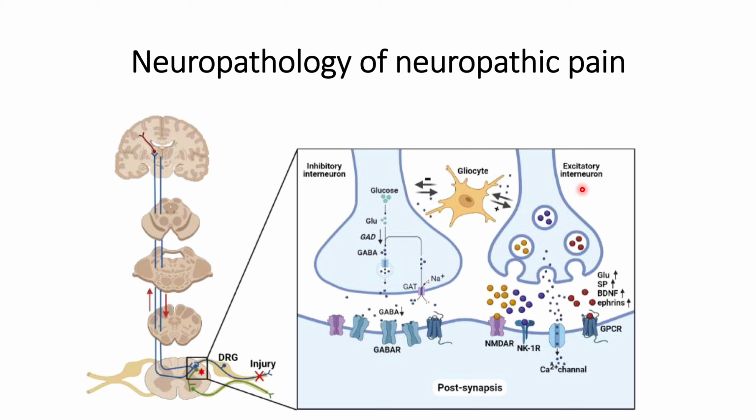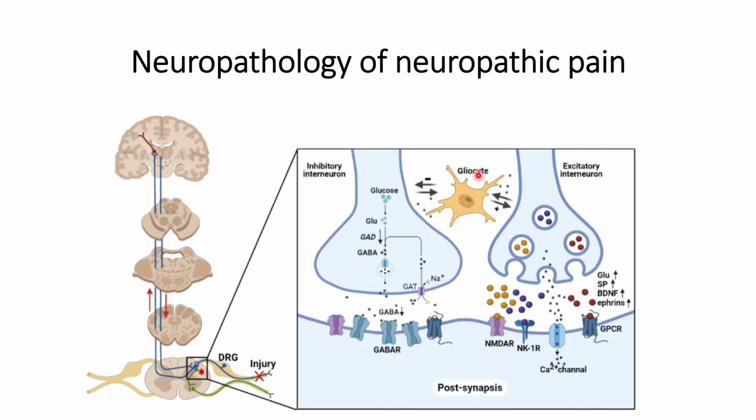Because of the upregulation of these reagents in the excitatory neuron, it leads to hyperactivation of the excitatory interneuron, and this imbalance will cause the neuropathic pain that is observed in patients who are affected by this imbalance between the inhibitory interneuron and the excitatory interneuron, and how both of these interneurons interact with each other.